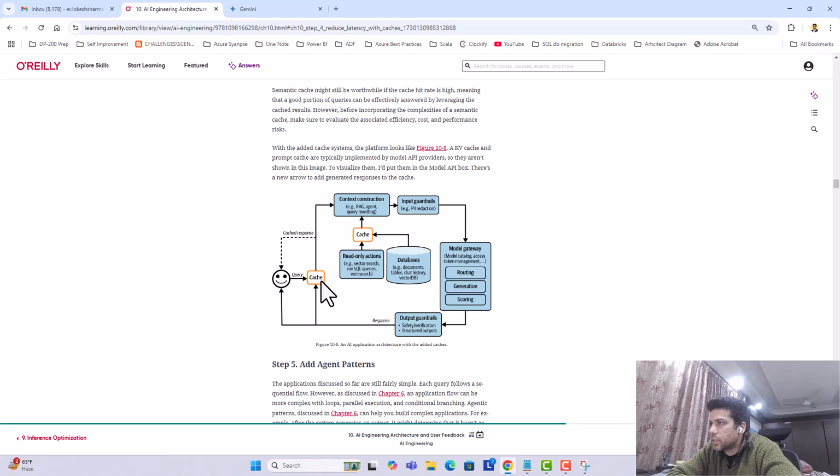It would go to the cache, and it will try to generate the response. The platform's KV cache and prompt cache are typically implemented by model API providers, so they aren't shown in this image. To visualize them, I'd put them in the model API box. There is a new arrow to add generated responses to the cache.